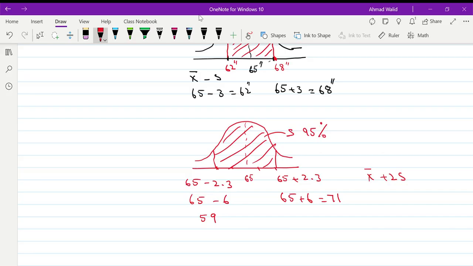And if you go to 3 standard deviation, it's the same calculation. You will add 65 plus 3s, 65 minus 3s. It gives you 99.7% of the data. Correct? One more example.